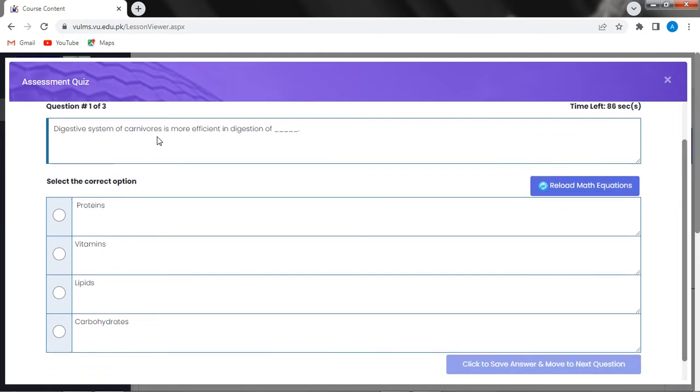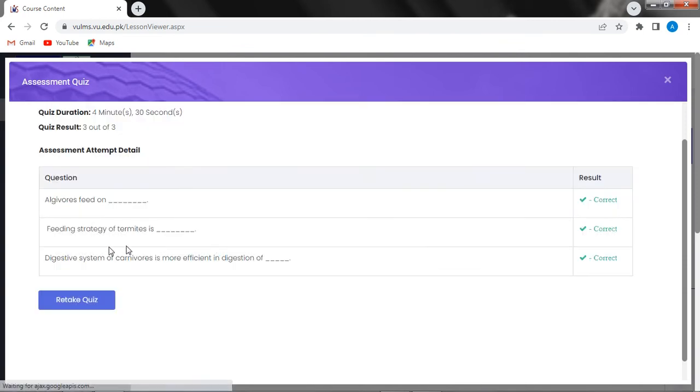हैं. Digestive system of carnivores is more efficient in digestion of proteins. Algae birds feed on algae. Feeding strategy of turtles is frugivores. So all are correct.